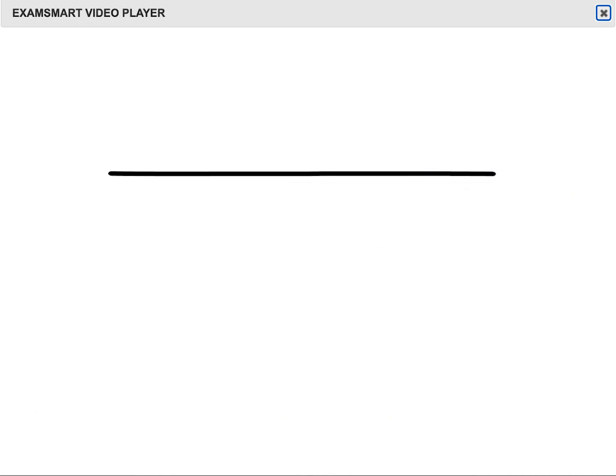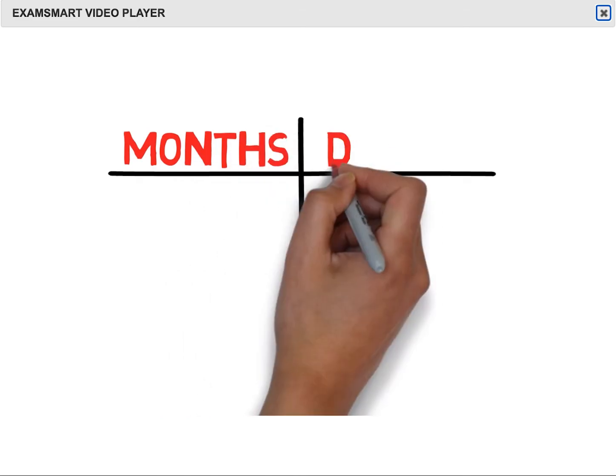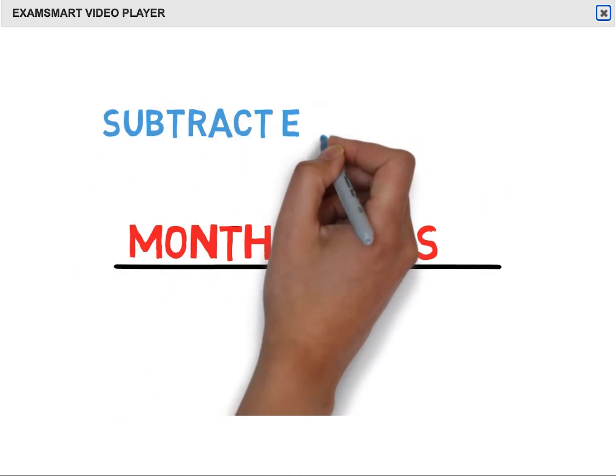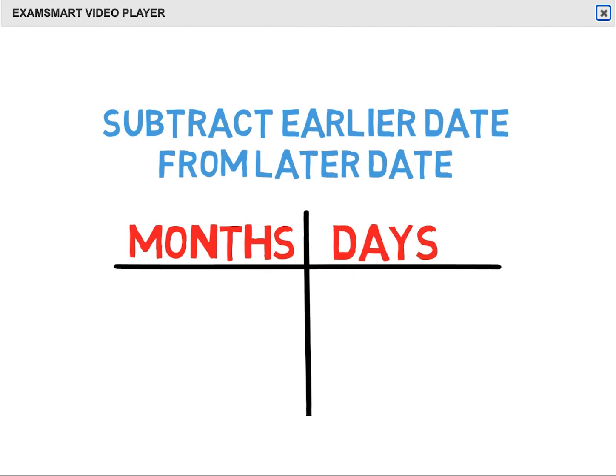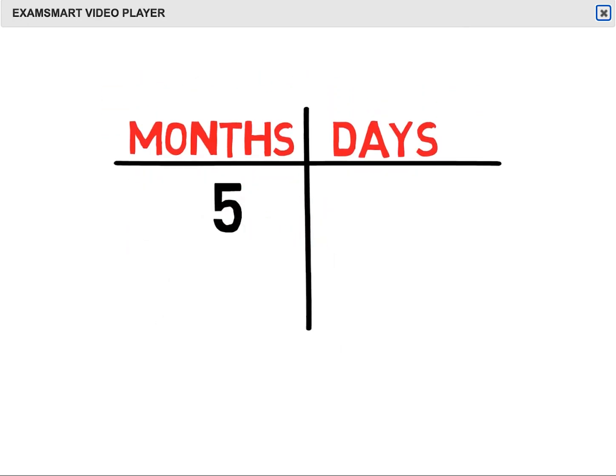Let's find out the time frame. We set up our columns for months and days, and we always subtract the earlier date from the later date. So the first line under our columns will have 5 that goes under the month and 15 that goes under the day column. Underneath that, we'll subtract under the month column 1 for January and 0 for the days. So we have May 15th minus January 0.